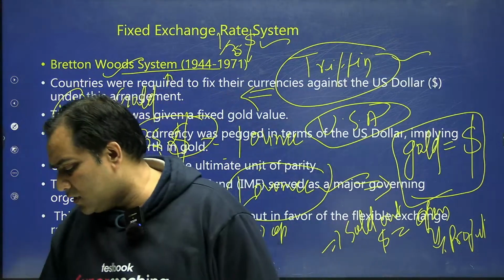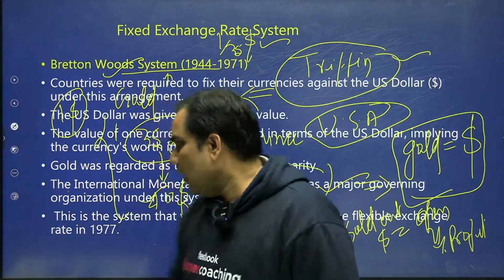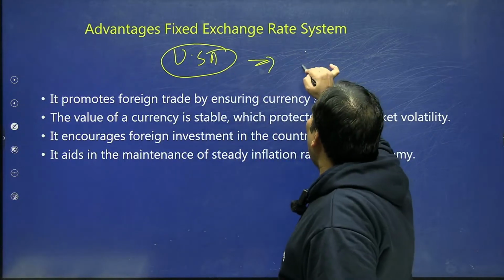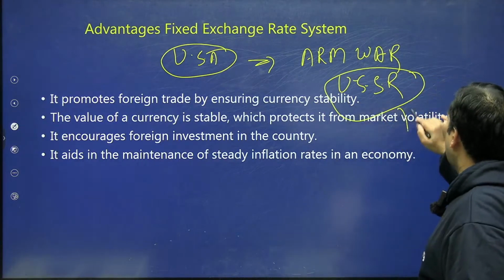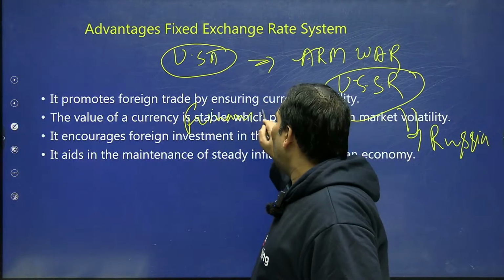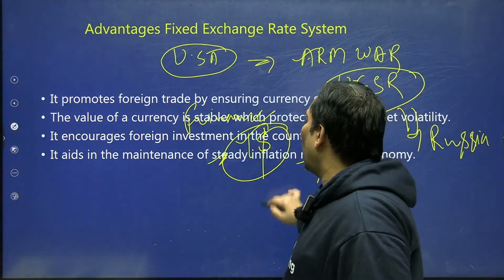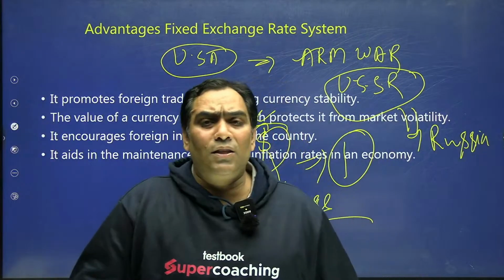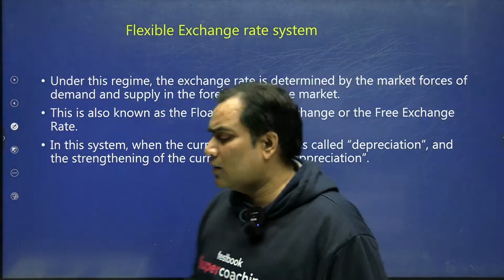So that's why we abandoned this international monetary system, and the most important thing is that the US president was having an armed war with the USSR, now known as Russia. They wanted to finance it and print more dollars, but they were not in a position to print more dollars, because if they printed more, the value of the dollar would decrease. That's why we abandoned this system and shifted to another system known as the flexible exchange rate system.